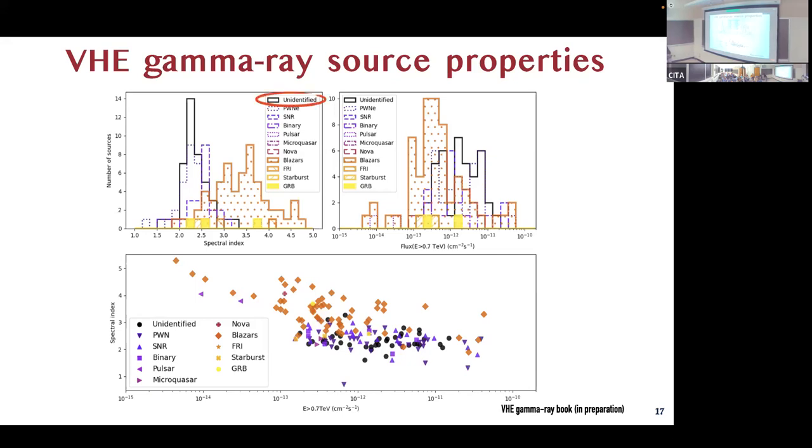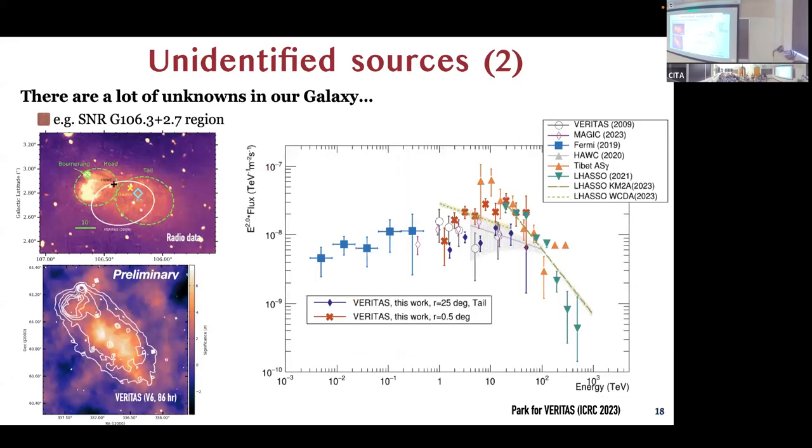And one thing that I wanted to point out is that unidentified sources tend to be in the population that has a harder spectral index, which is really intriguing. Again, we are always looking for the spectral index of 2 because that's a pion decay indication. And so we were wondering now, including myself, whether some of the unidentified sources can explain cosmic rays up to PeV energy range. That is why people now really want to study and understand these unidentified sources.